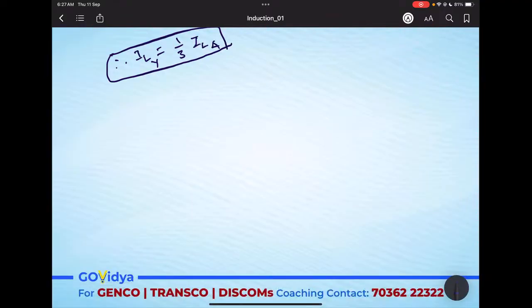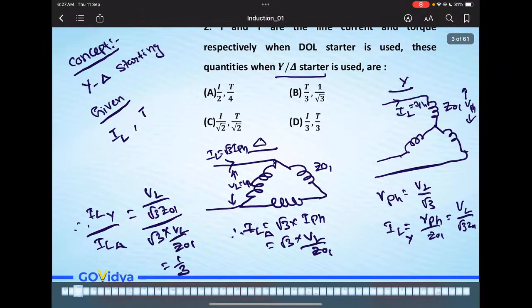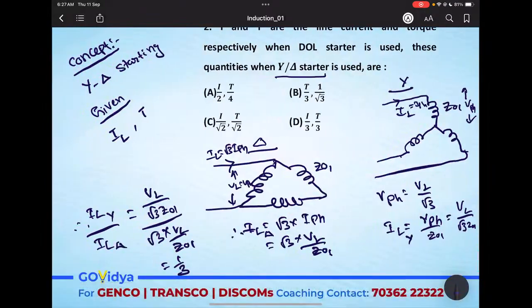Okay, 1 by 3 times of the delta connection. So let's see the options. Our option matching is only D. With just one calculation we came to know that our option is D. If required, you can do the torque also.